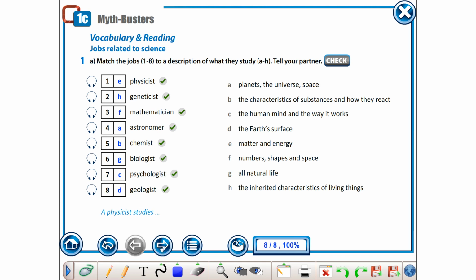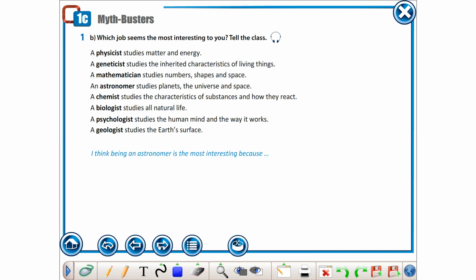Great job. Let's continue. Exercise 1b. Boys, girls, which job seemed the most interesting to you? Share your ideas. And now let's listen to this one. I think being an astronomer is the most interesting because there is so much we don't know about planets, the universe and space, and finding out more about them would be very exciting and interesting. Share your ideas, write down some sentences in your copybooks and send them to me. I am waiting for your opinion.